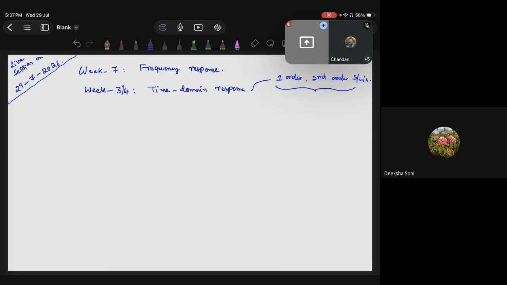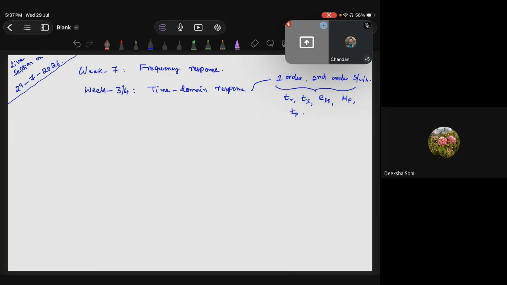have defined different specifications like rise time, settling time, steady state error, and overshoot, peak time, etc. Correct? So these are various specifications we derived, and we have been using these from module 4 onwards.